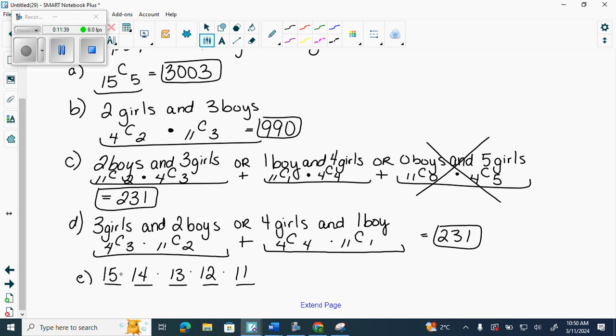Or if I start at a number and go down by 1 each time, I can use the P, correct? So I could go 15P what? How many blanks? 5. And what's your answer? 360,360. So it's substantially more than the 3003 with a C, correct? Because we can order them now. We can stand those 5 that we chose, and now we're ordering them as well, because they're getting specific positions.